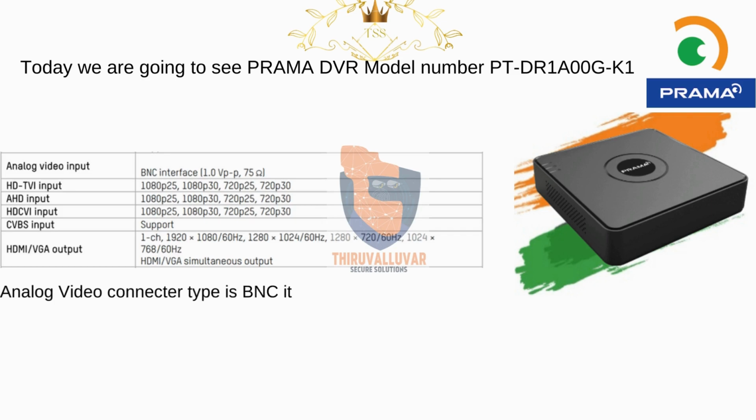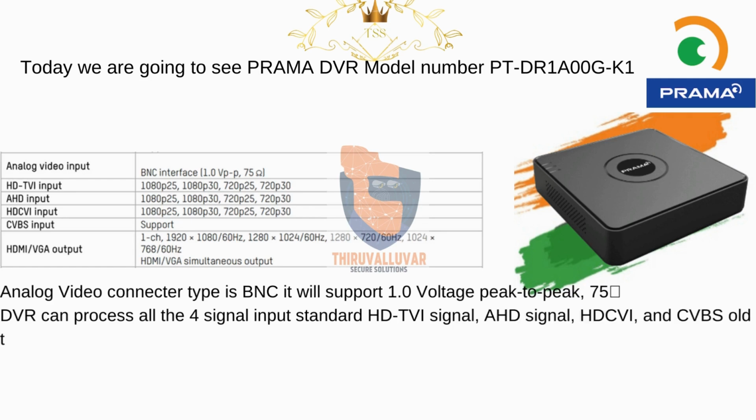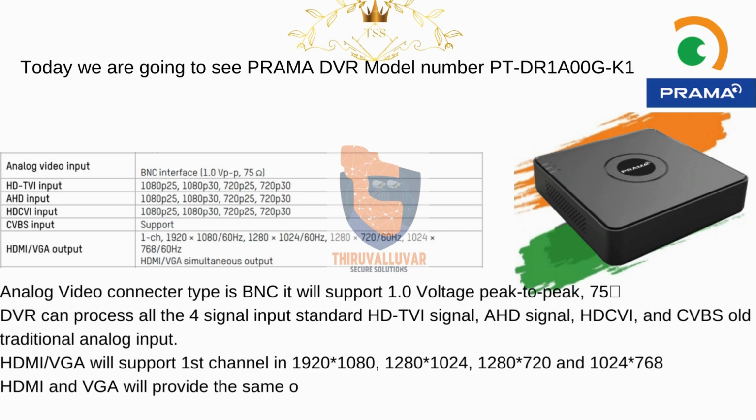Analog video connector type is BNC. It will support 1.0 voltage peak to peak, 75 ohms. DVR can process all the 4 signal inputs: standard HDTVI signal, AHD signal, HDCVI signal, and CVBS old traditional analog input. HDMI and VGA will support first channel in 1920 by 1080, 1280 by 1024, 1280 by 720 and 1024 by 768.